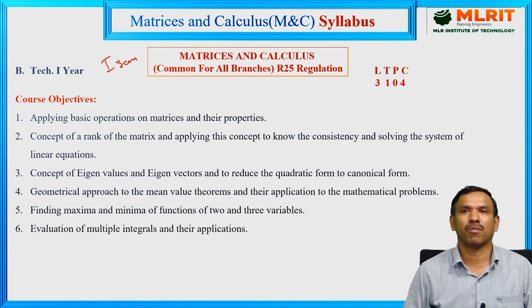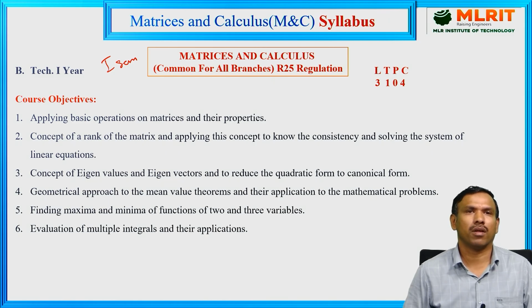Especially the main application of matrices is solving the system of equations, especially linear systems of equations, first degree equations. Third one, the concept of eigenvalues and eigenvectors to reduce the quadratic form to canonical form. Using the homogeneous concept, we can find eigenvalues and eigenvectors for any square matrix. With the help of the eigenvalues and eigenvectors, we can reduce the given matrix to quadratic form, and we can reduce the quadratic form to canonical form and diagonal form. So those are the uses of eigenvalues and eigenvectors, and some more applications we also discuss.